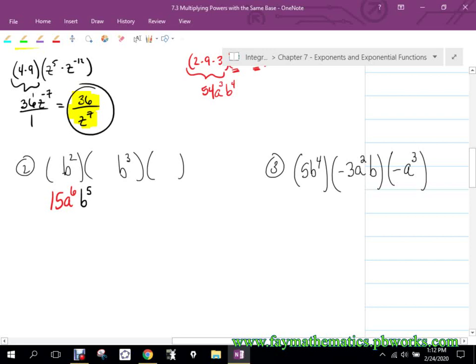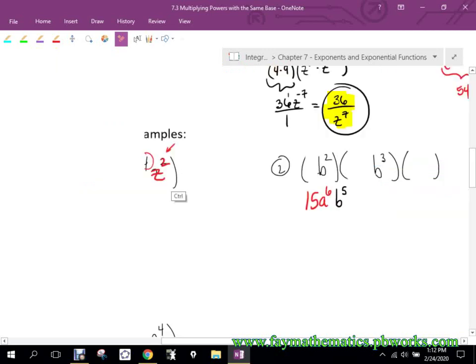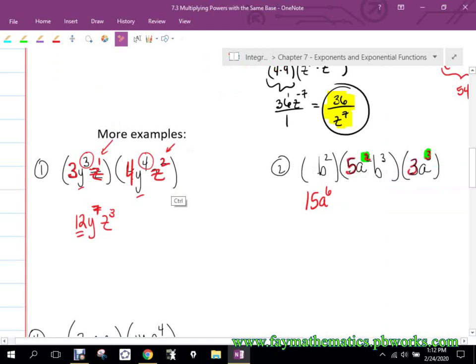Okay, so the numbers that we'll multiply together, Jaden? Oh, yeah, the ones that I wiped away. That one. So it's 15, A to the 6th.